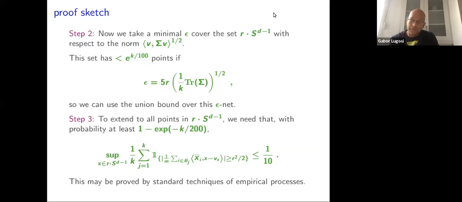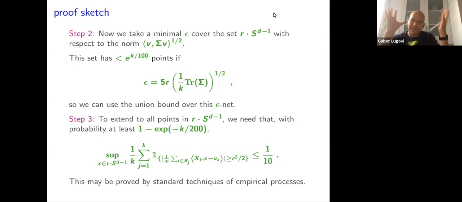And now you can use the so-called dual Sudakov inequality to show that this epsilon needs to be this quantity. Okay, so epsilon is the radius. Okay, so now we can take the union bound over this, and the third step is to control what happens within these little balls, okay, the fluctuations over the balls.